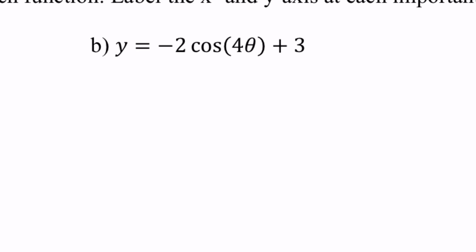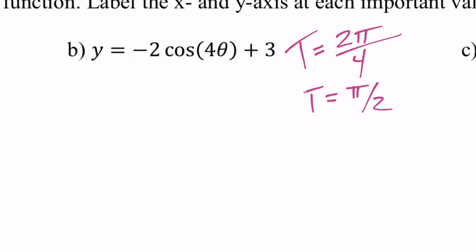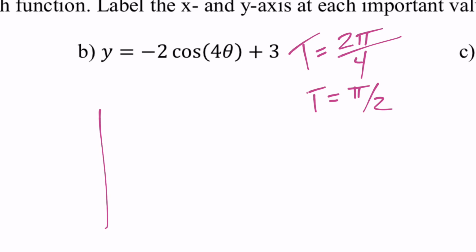Alright, y equals -2 cosine of 4 theta plus 3. Not really anything to factor this time, but we should figure out our period, T, which is going to be the normal period for sine and cosine, which is 2 pi, divided by that coefficient in front of theta, which is 4. So I get T, my period, is 2 divided by 4 is 1/2, so I get pi over 2. So what do I do with that info?